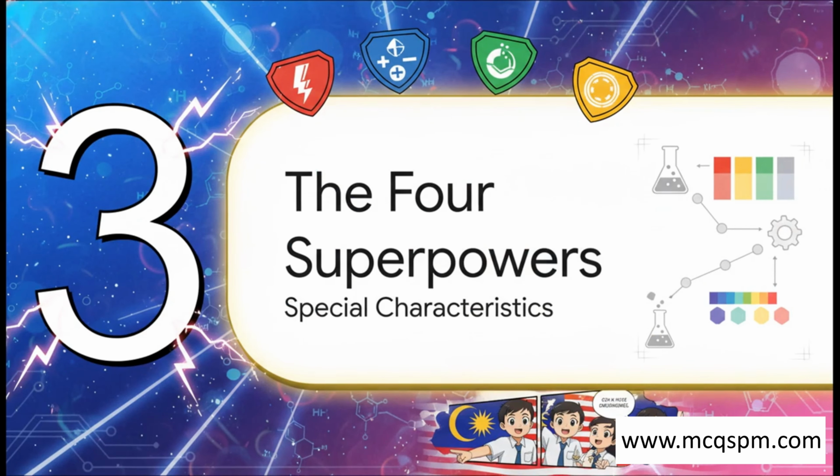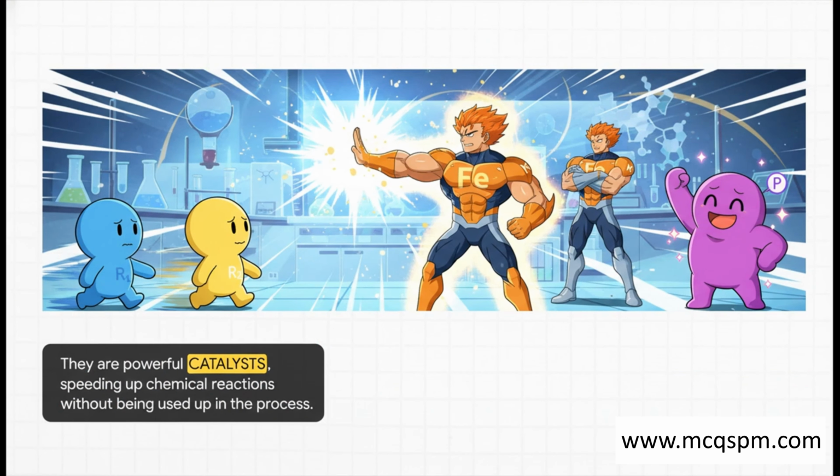Okay, now that we've seen how these ideas show up on an actual exam, let's get organized. We're going to do a deep dive into the 4 special characteristics, or as I like to call them, the 4 superpowers of transition elements. Superpower number 1, they are incredible catalysts. So what on earth is a catalyst? Well, think of it like a coach for a chemical reaction. It jumps in, speeds everything up dramatically, gets the reaction to the finish line faster, but, and here's the magic part, it doesn't get used up itself. It's ready to go again for the next reaction.